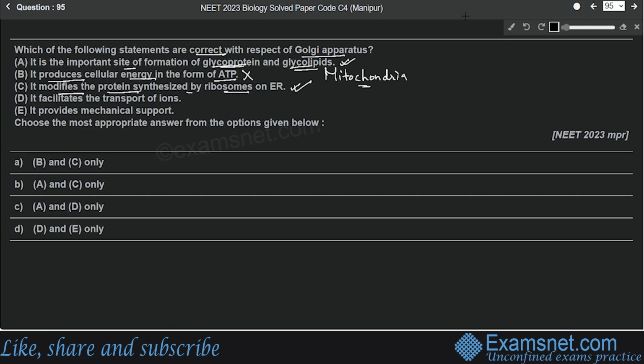This is correct because it modifies and packages the protein that is received from the endoplasmic reticulum. The fourth statement says it facilitates the transport of ions. This is also incorrect because ion transport is facilitated by the plasma membrane and ion channels, not Golgi apparatus. Then the last statement says it provides mechanical support. This is also an incorrect statement. Although it is responsible for the maintenance of cellular structure to some extent, we cannot say that it provides the mechanical support to the cell. So the only correct statements are statement A and statement C. Others are incorrect. So option B will be the correct answer.